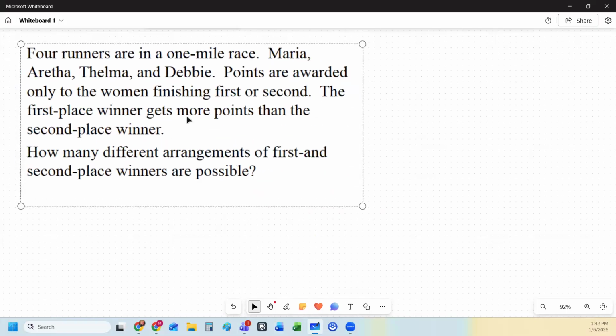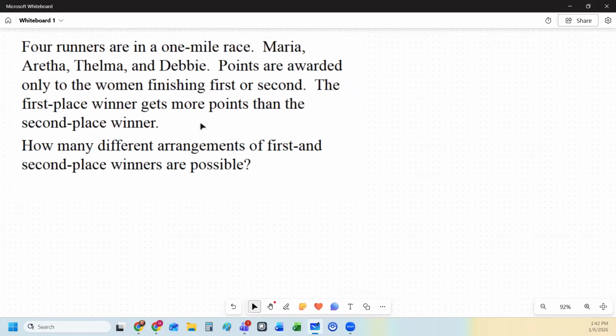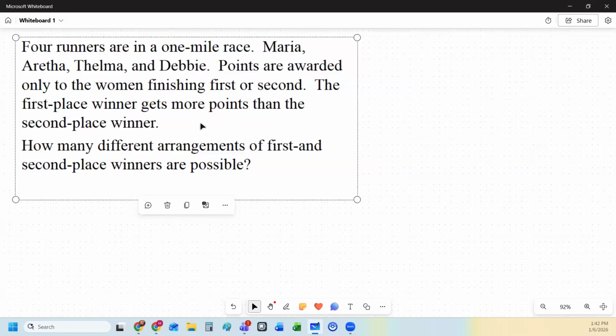All right, we have 4 runners in a 1-mile race: Maria, Aretha, Thelma, and Debbie. Points are awarded only to the woman finishing first or second. The first place winner gets more points than the second place winner. How many different arrangements of first and second place winners are possible, right?